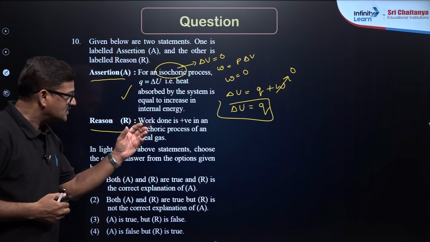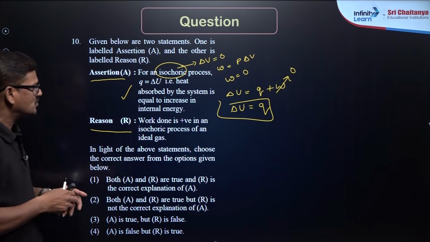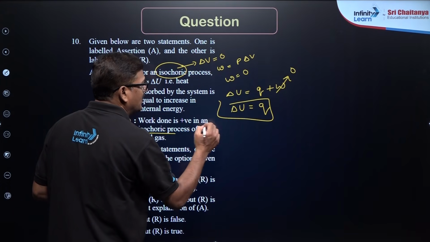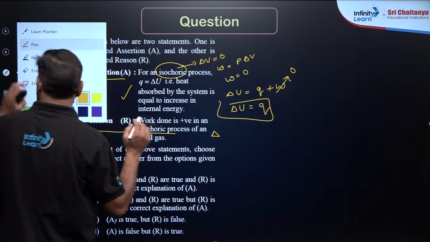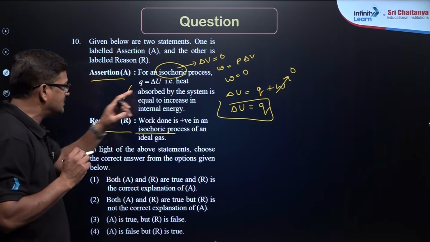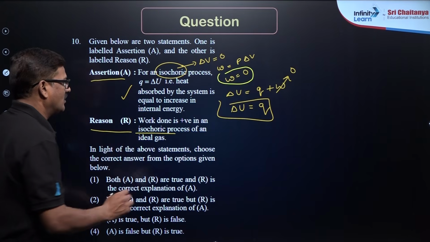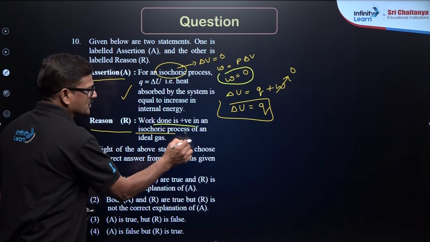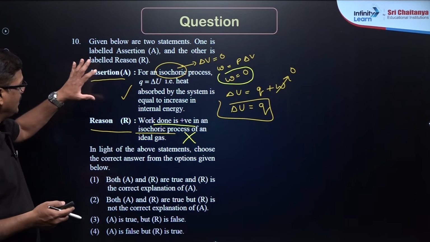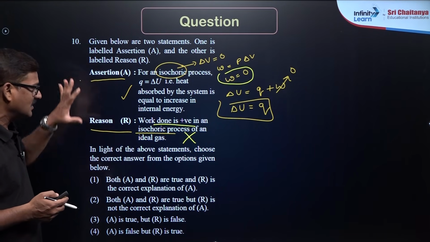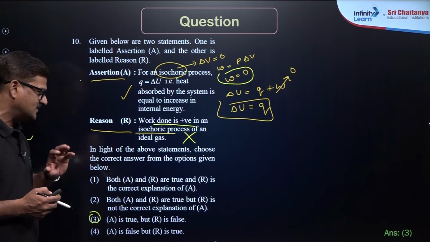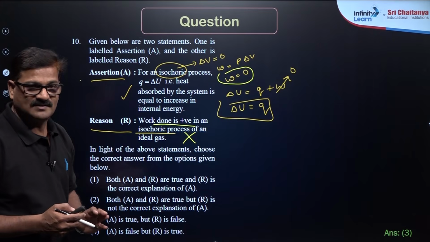And work done is positive in an isochoric process. When work done is 0 here, you cannot say work done is positive, which is not correct. So statement A, the assertion, is correct, the reason is not correct. So the answer for this question: A is true, R is false.